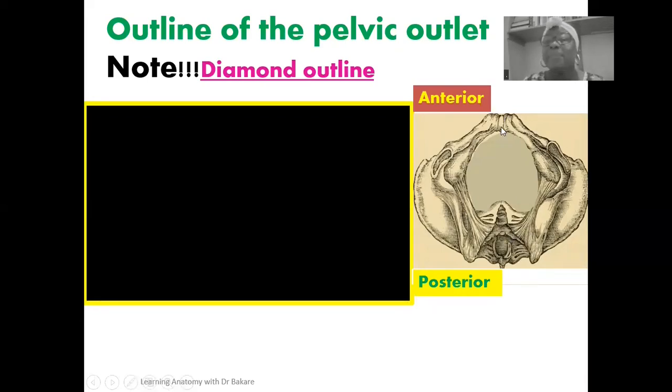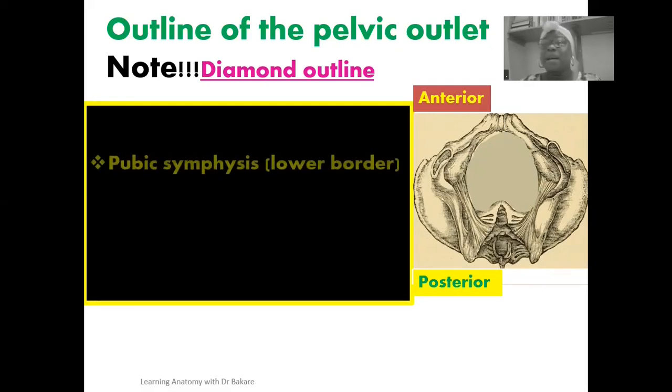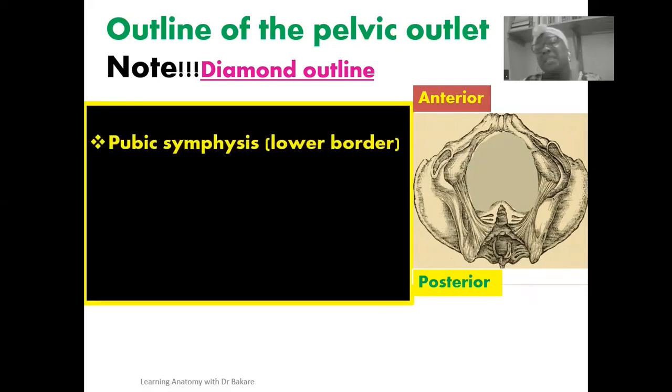If you go to the more anterior part here, this is where we have the pubic symphysis. This is where the bodies of the pubic bones connect together, and at this point they form a joint referred to as the pubic symphysis. So at this anterior part, we have the inferior border of the pubic symphysis, and this is what is arrowed here in yellow. It is the inferior border of the pubic symphysis that aligns with the pelvic outlet.